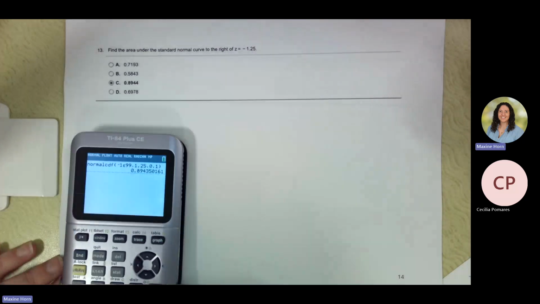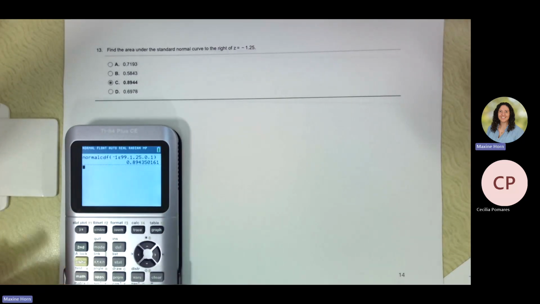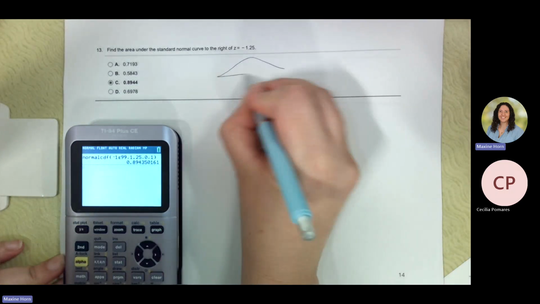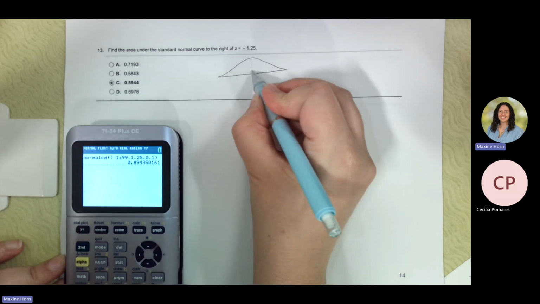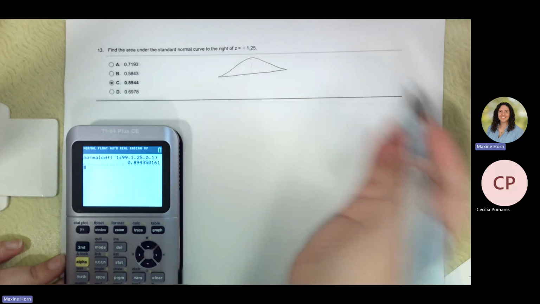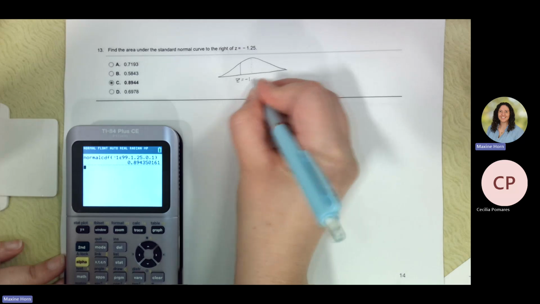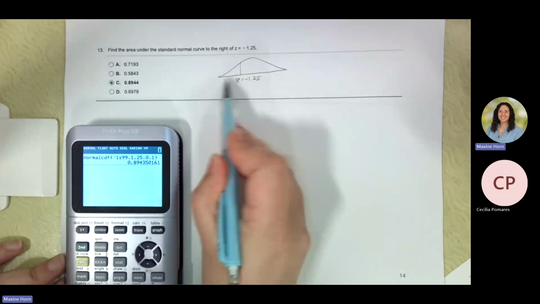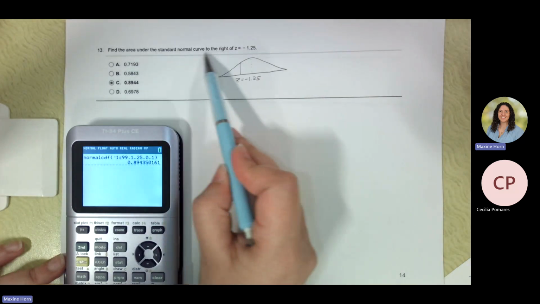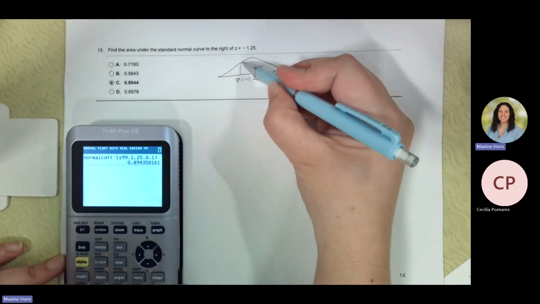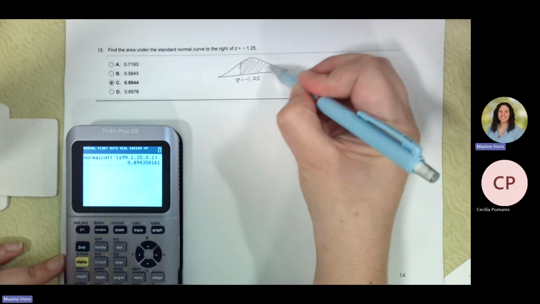Number 13: find the area under the standard normal curve to the right of z equals -1.25. Again, we've got our mean in the middle here. This is a z of negative 1.25. Negative means we are to the left of the mean, and they want us to find the area to the right of that. So we're looking at this area.